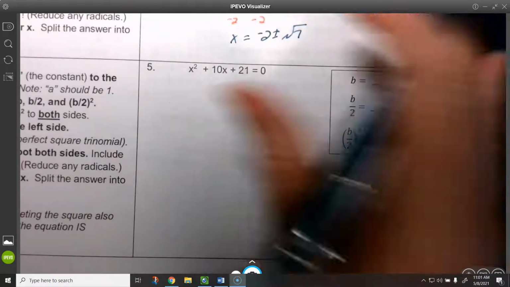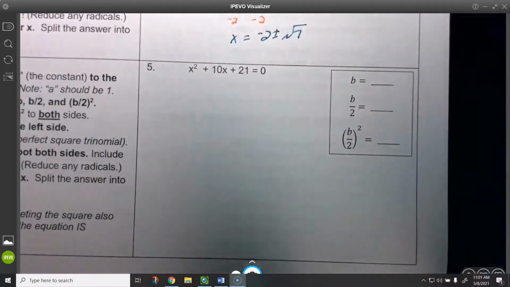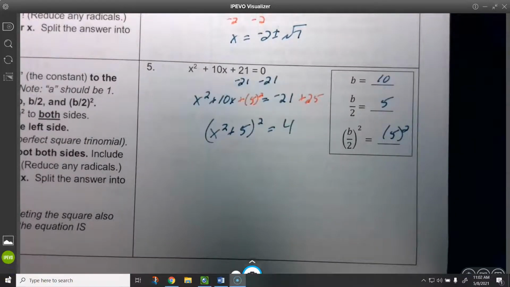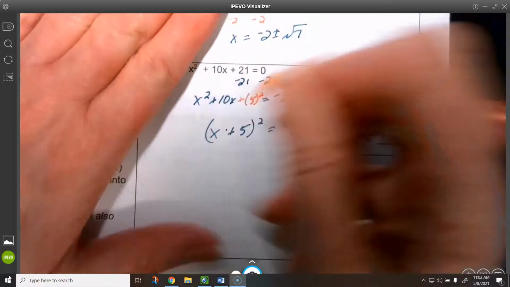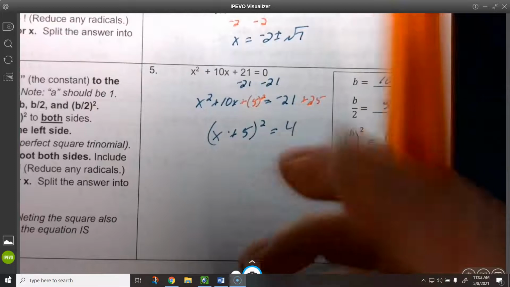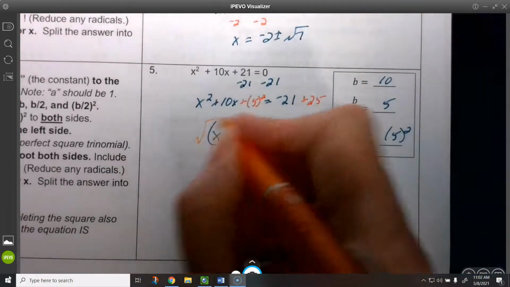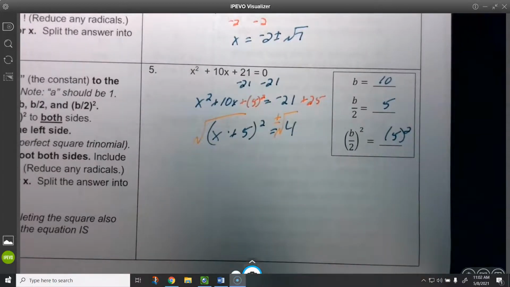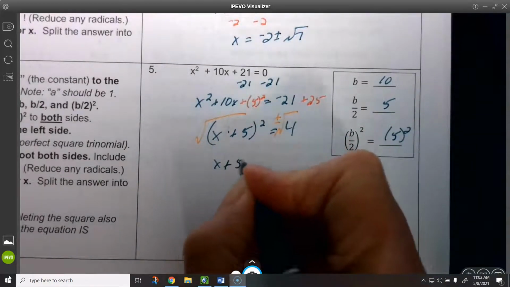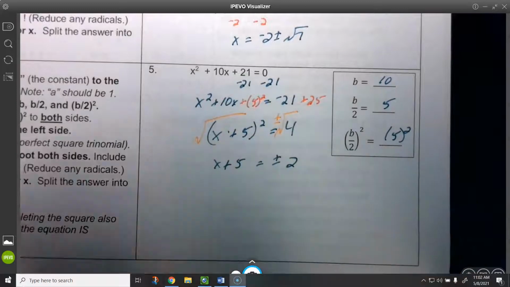So again, I would recommend pausing yours, trying the whole thing, and then come back in. So I'm going to start it. Hopefully you got it to this point. But hopefully you didn't make the mistake I did. That should just be an x, not an x squared. Okay, so now we're going to take the square root of both sides, putting the plus or minus on the number. Oh, look, we have a perfect square. Yay. So we have x plus 5 is equal to plus or minus 2.